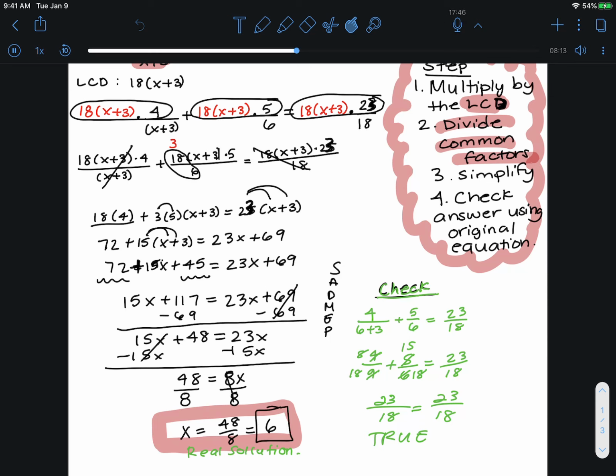Okay, so for example, number 2. We are going to solve for x over x minus 3 plus x over x plus 3 equals 2 over x squared minus 9. And then we have to check our solutions.